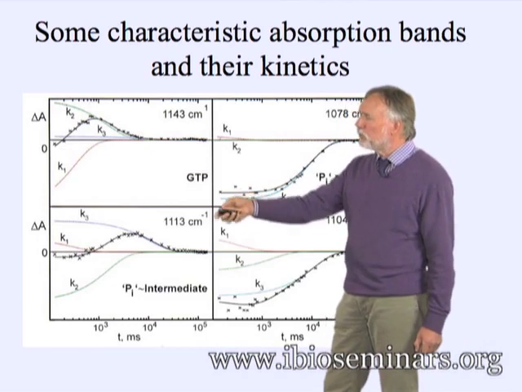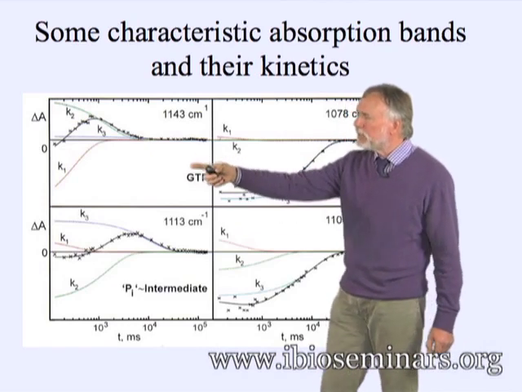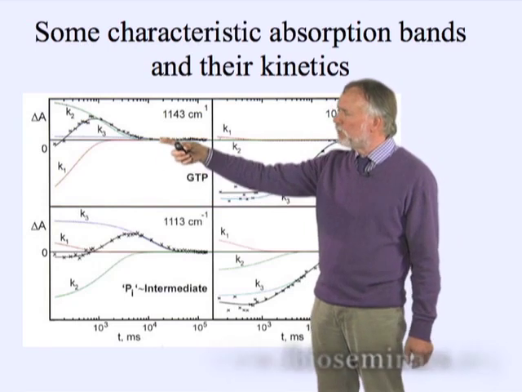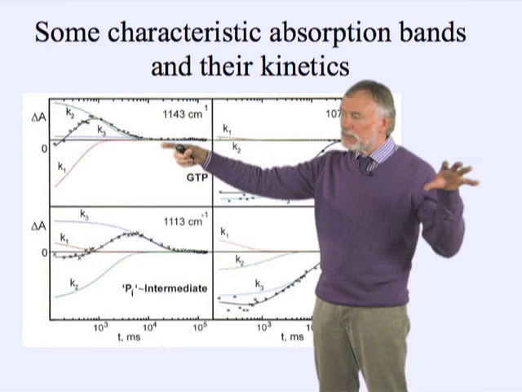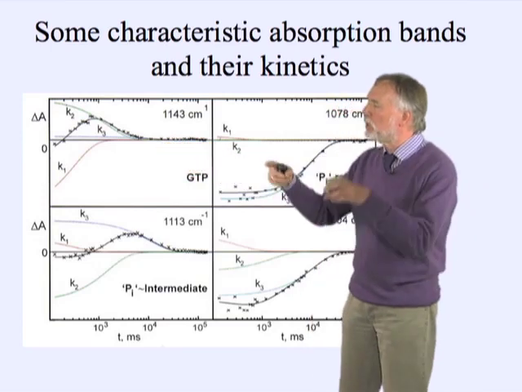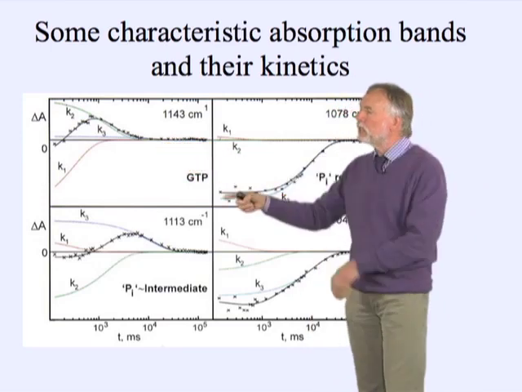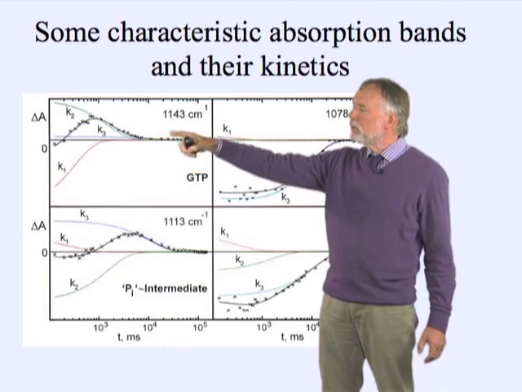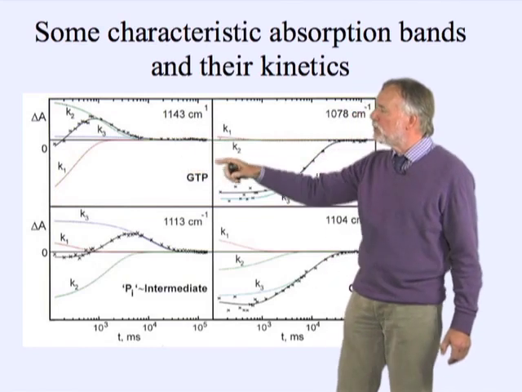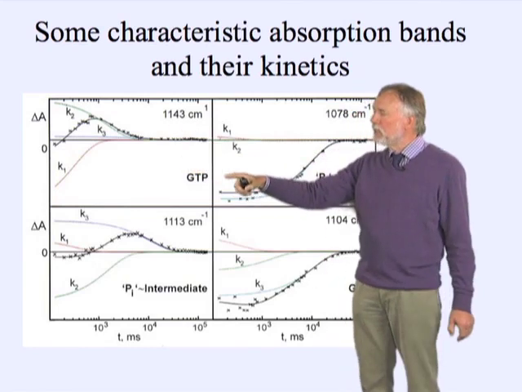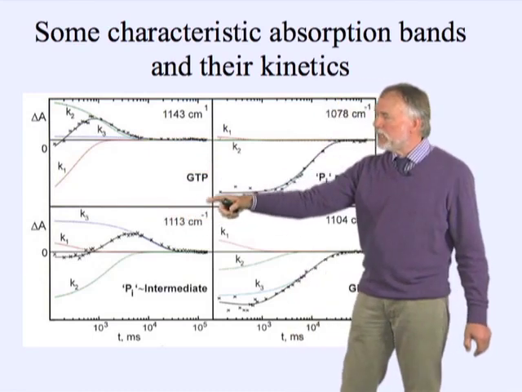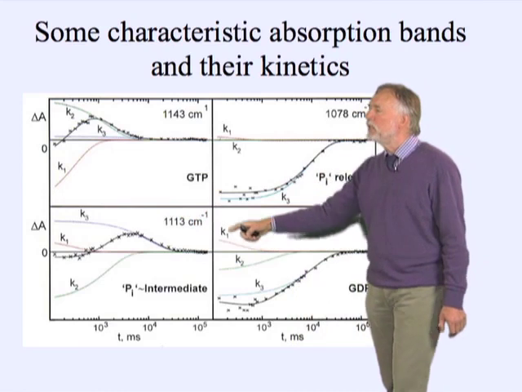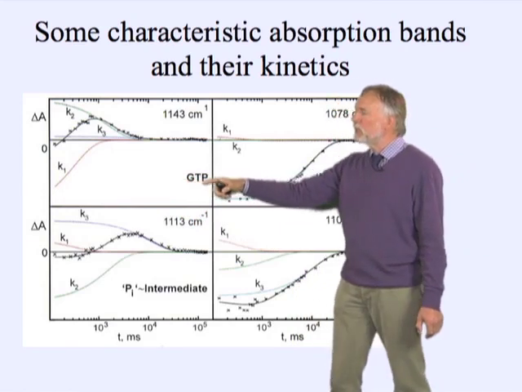For example, you find for GTP that there is an absorbance change coming up with a rate constant K2. So K1 is the photoisomerization, K2 is one reaction, and K3 is the next one. And if you do that, you get an increase and a decrease with K3. Then there is an intermediate, which comes up at 1113, comes up with K2 and decays with K3. There is free Pi coming with K3.